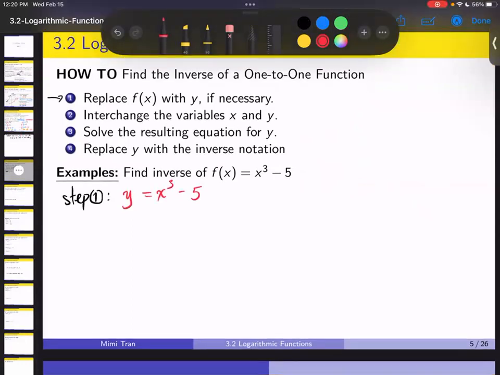Step 2, you interchange the variables x and y, meaning you swap x and y. So it's going to be x equals y cubed minus 5. Remember, you only swap x and y, not the whole thing, so keep everything in the same order. The only thing you move is x and y. I see students move the whole x cubed to the left and move y here, which is wrong. So don't write this down. This is what I don't want you to do.